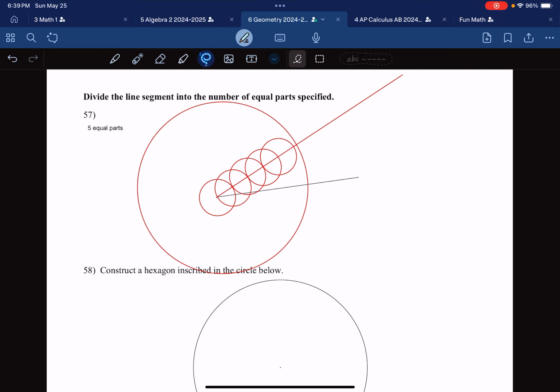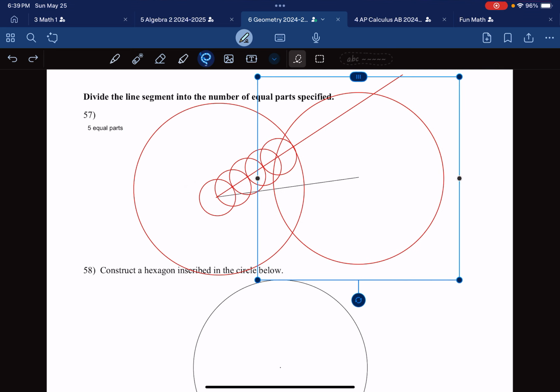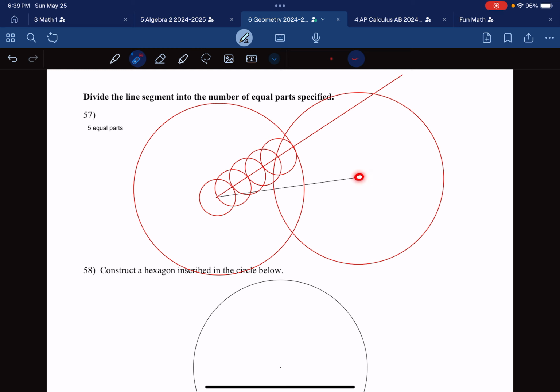I think it's going to be right about there once I move it to the center. It's pretty darn close. I think that's about right. So if I grab that circle and I copy that circle and put it around the center down here, and now I have this mark that I really care about.